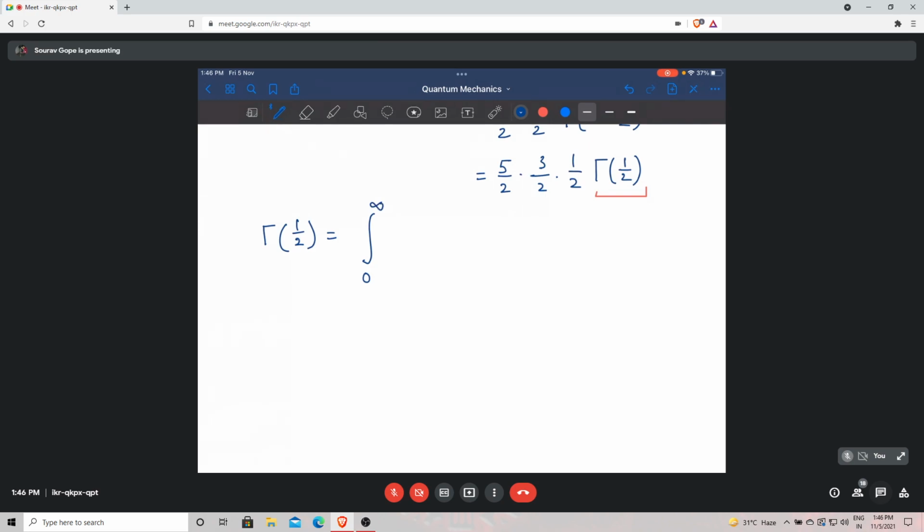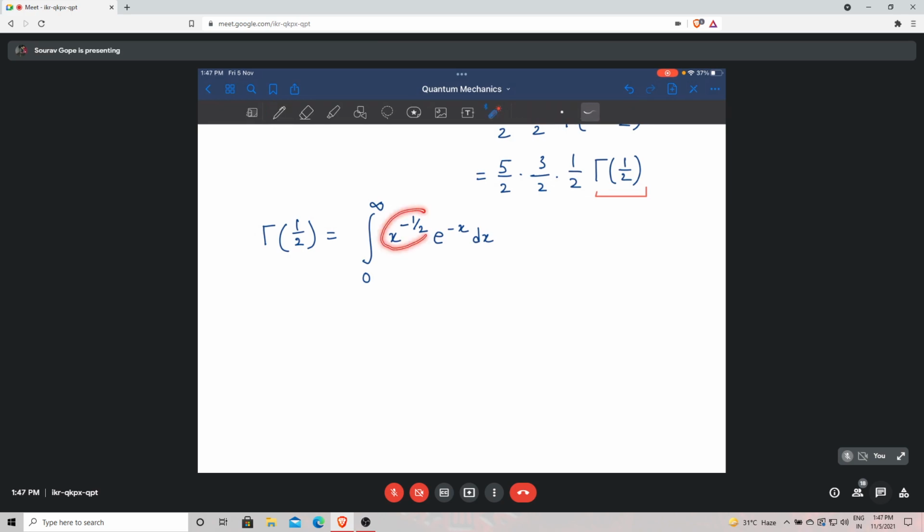But okay, sure. So 0 to infinity. Then what can we write? Some x to the power of, say, minus half, e to the power minus x dx.